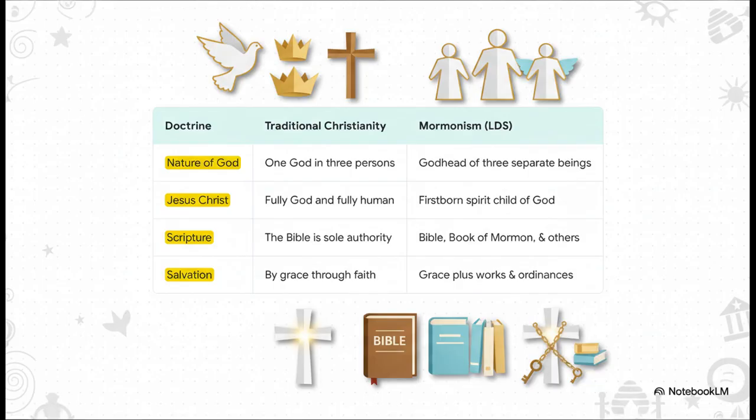This table really lays out the distinctions the source draws with Mormonism. Just look at that first row, nature of God. It's contrasting the traditional Trinity, one God in three persons, with the LDS belief in a Godhead of three totally separate beings. The source also points to big differences in Scripture, noting that Mormonism adds the Book of Mormon and other texts to the Bible as authoritative.